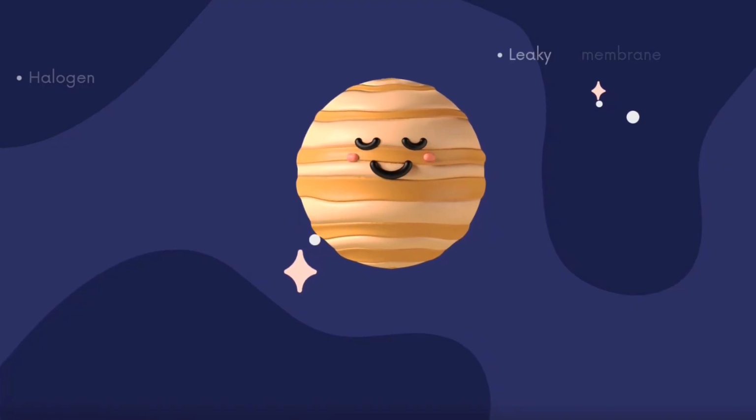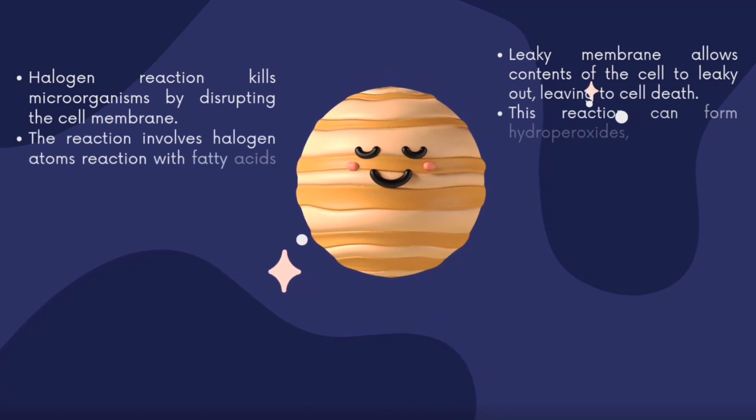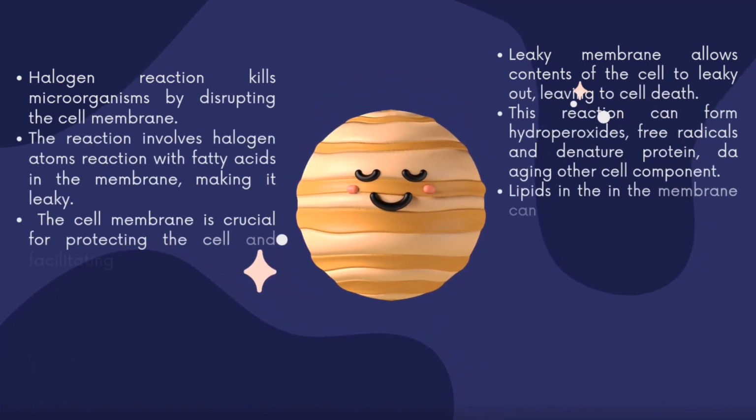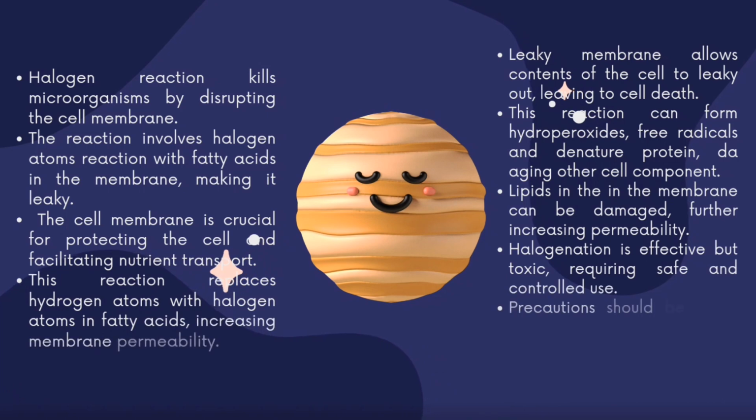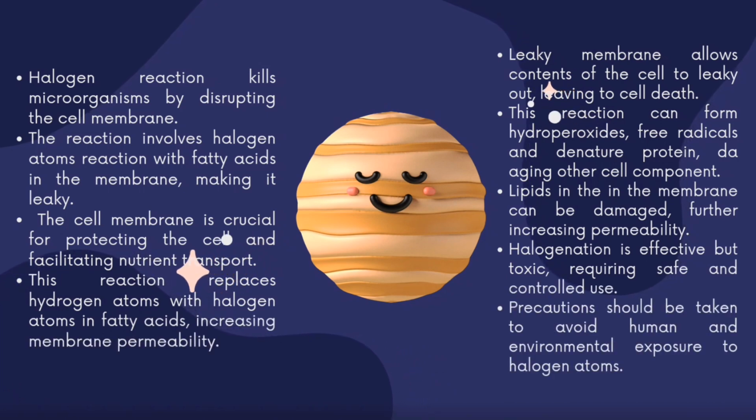Halogenation reaction kills microorganisms by disrupting the cell membrane. This reaction involves halogen atoms reacting with fatty acids in the membrane, making it leaky. The cell membrane is crucial for protecting the cell and facilitating nutrient transport. Halogenation reaction replaces hydrogen atoms with halogen atoms in fatty acids, increasing membrane permeability. A leaky membrane allows the contents of the cell to leak out, leading to cell death.